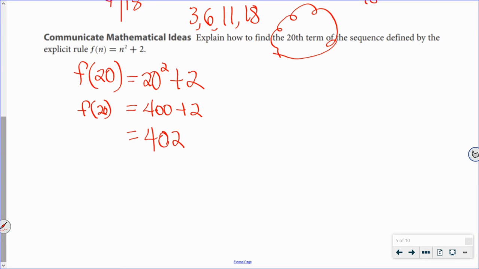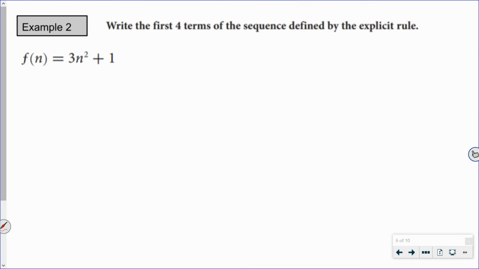Does that make sense? I sense that there's something that's not clicking. What is it? No, that's good? Okay, good. I just want to make sure before I move on. Any questions? I really like the explicit rule for finding a sequence. I just think it's easy. You really just plug it in.